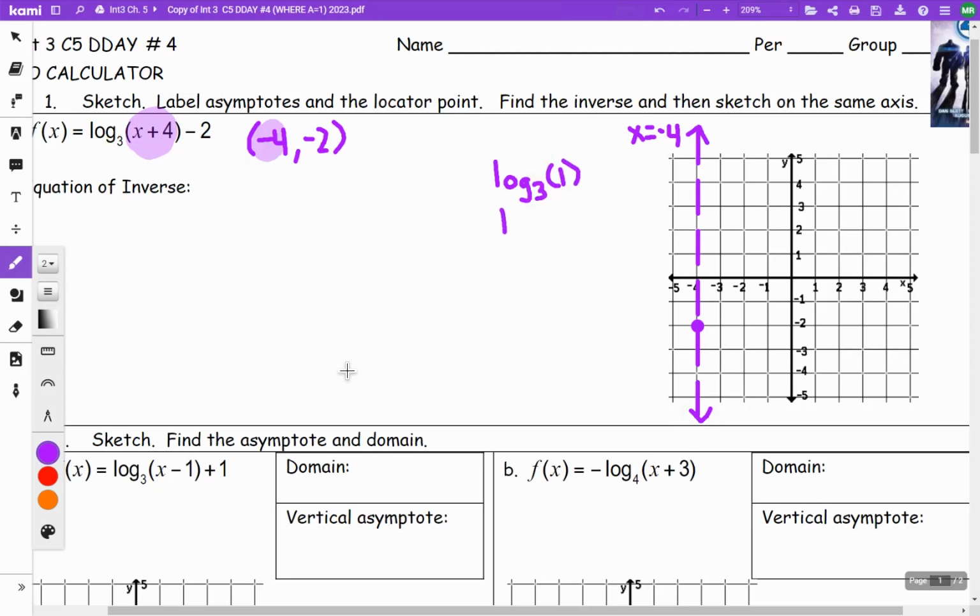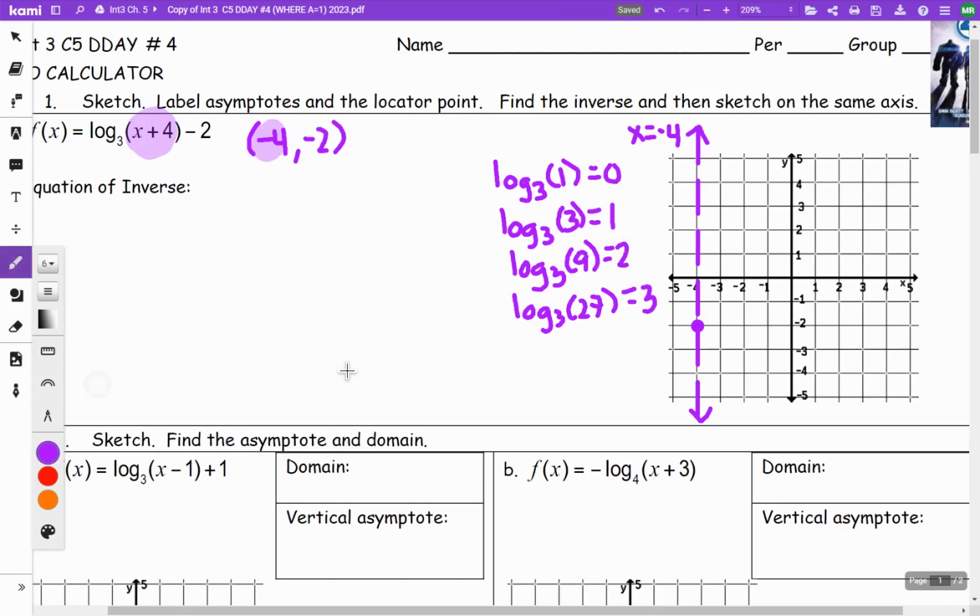Now from here, I am going to just be thinking about log base 3 of 1. I always do 1. Log base 3 of 3. Log base 3 of 9. I'm doing nice 3 to powers. My next one would be log base 3 of 27, but that's not going to fit on my graph. Log base 3 of 1 is 0. Log base 3 of 3 is 1. Log base 3 of 9 is 2. And log base 3 of 27 is 3.